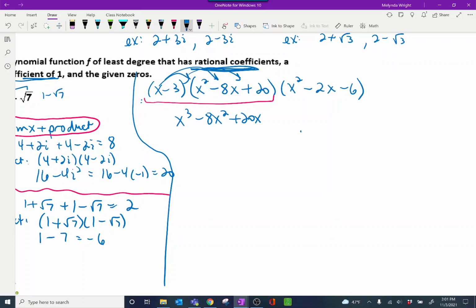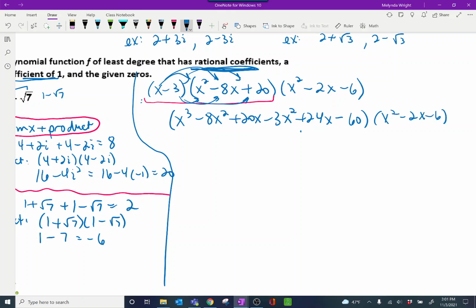Okay, now let's do the negative 3. Negative 3 times x squared is negative 3x squared. Negative 3 times a negative 8 is a positive 24x. And negative 3 times 20 is what? Negative 60. Okay, that stays in a parenthesis.